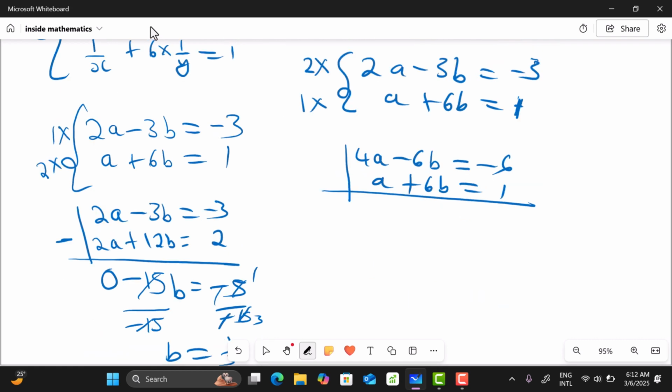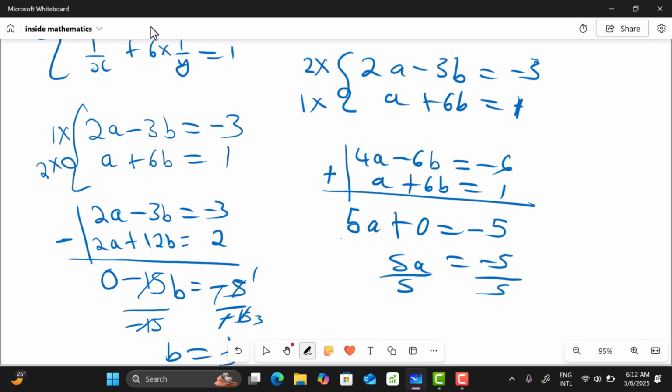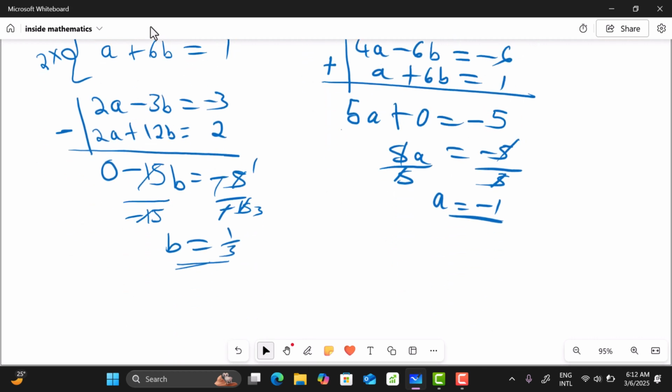Here, to eliminate this b, we have to add. So 4a plus a, we get 5a. Minus 6b plus 6b, we get 0, which is equal to minus 6 plus 1, we get minus 5. So here is nothing but 5a equals minus 5, all over 5. Cancel this and this. a is nothing but minus 1. So as you can see now, we're having the value of b, which is 1 over 3, and a equals minus 1.